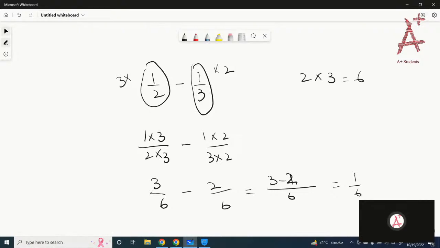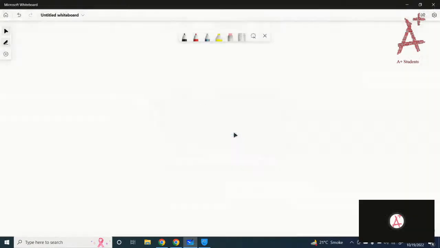Okay, the next one is: Ronald bought 1.6 ounces of chocolate and 0.7 ounces of it was milk chocolate and the rest was dark chocolate. How much dark chocolate did Ronald buy? So you have to subtract 0.7 out of 1.6.